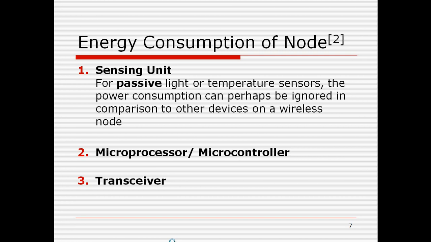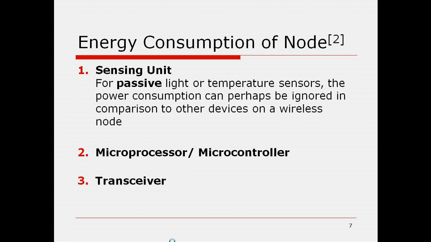For the sensing unit, for a passive light or temperature sensor, the power consumption can be very small. So we can neglect the sensing unit energy consumption most probably, because this is application dedicated, so there is not much research on sensing. Mostly in a passive sensor, no power supply is used, only the A to D converter uses power, which is very small. Second is the microprocessor or controller.